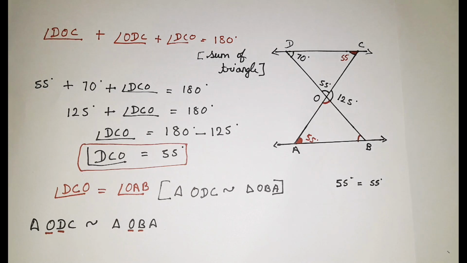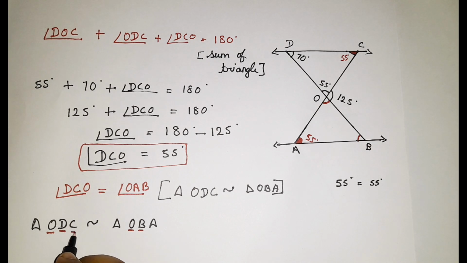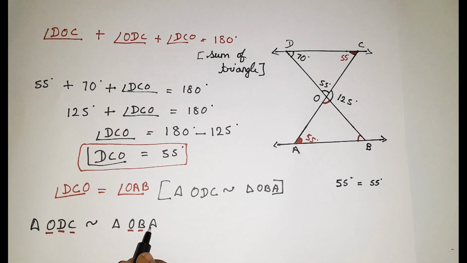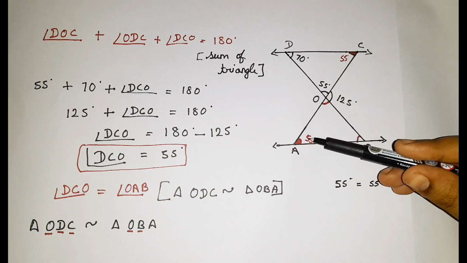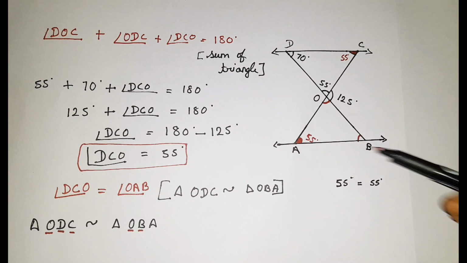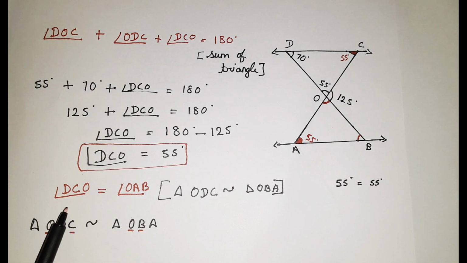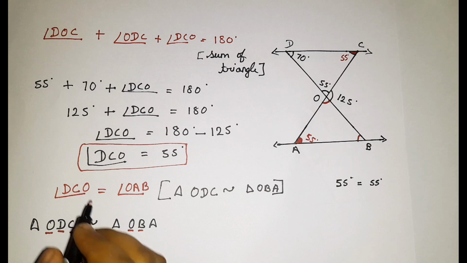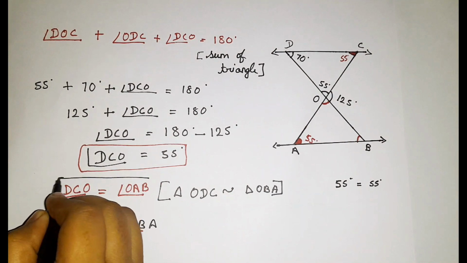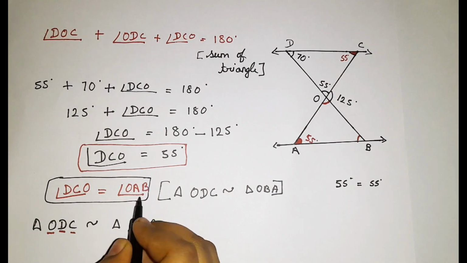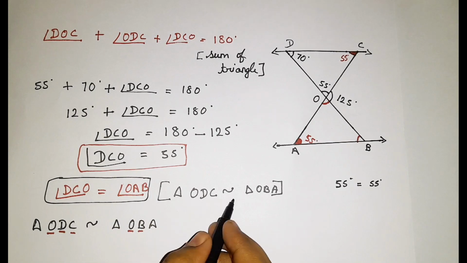Then angle C, so here we have angle C, am I right? Angle C is equal to angle A. Where is angle C? Angle C is 50 degrees. Since angle C is 50 degrees, I can say angle A is also 55 degrees. That's why angle DCO is equal to angle OAB. I'll mark it. So this is the final answer. If you want to write a reason for it, you are supposed to write this one.